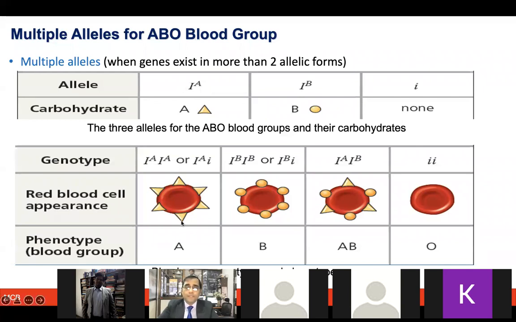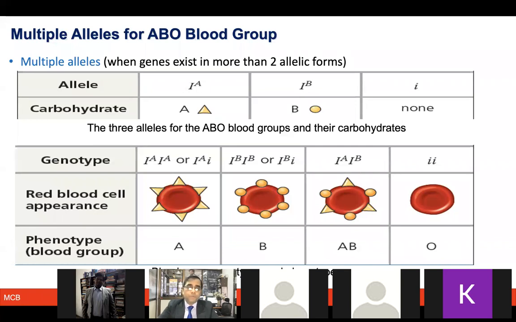So phenotype wise, we have this particular RBC on which we have triangle carbohydrate sugars that is giving rise to A blood group. Now we got another one, which is the circular one giving rise to B. Both of them are present, that is AB. And now when none of the alleles are present, that is O blood group. These are phenotypes.